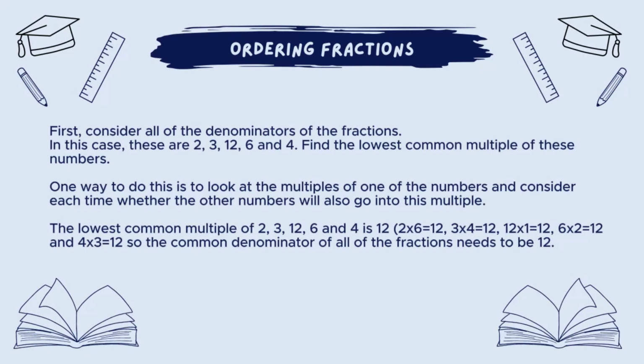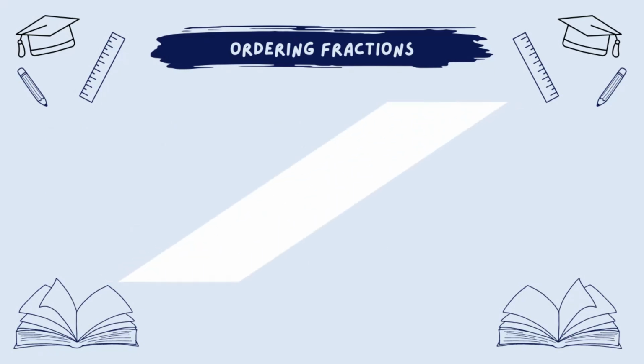One way to do this is to look at the multiples of one of the numbers and consider each time whether the other numbers will also go into this multiple. The lowest common multiple of 2, 3, 12, 6 and 4 is 12. 2 times 6 is 12, 3 times 4 is 12, 12 times 1 is 12, 6 times 2 is 12, and 4 times 3 is 12.